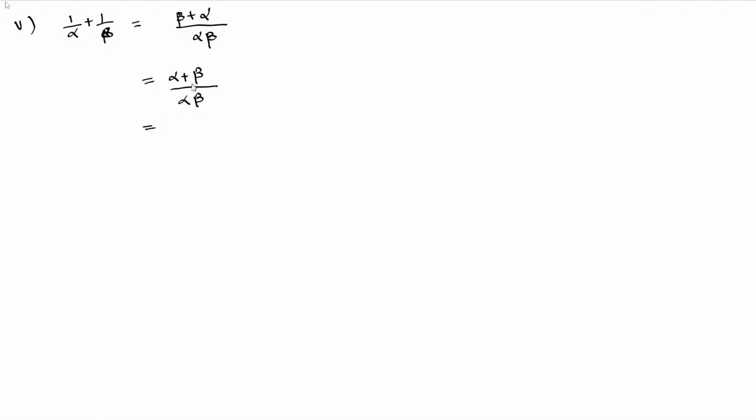Now we know that alpha plus beta, the sum of the roots, is equal to minus b by a, and alpha beta, the product of the roots, is equal to c by a. So this can be written as minus b by a multiplied by a by c. A cancels out with a, and we have minus b divided by c. So 1 over alpha plus 1 over beta is equal to minus b by c.